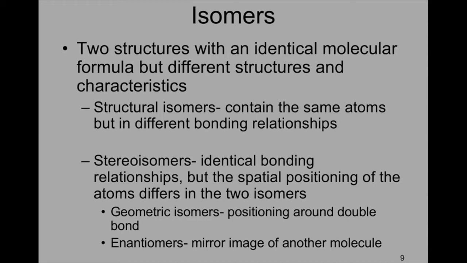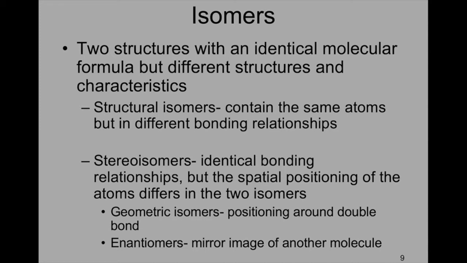So if I gave 2 of you each a box of the same Lego bricks, all the same number of all the same colors, you would put them together, but you may put them together differently. That would be a structural isomer. You have all of the same numbers of each atom in each type of block, you just put them together differently.